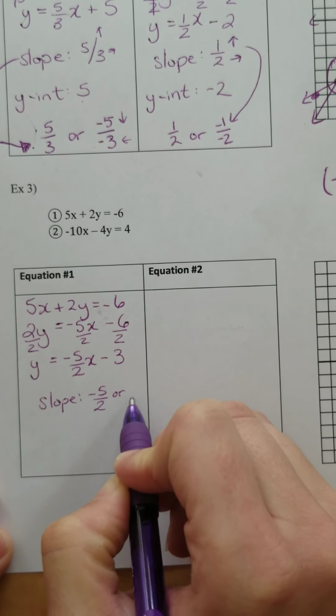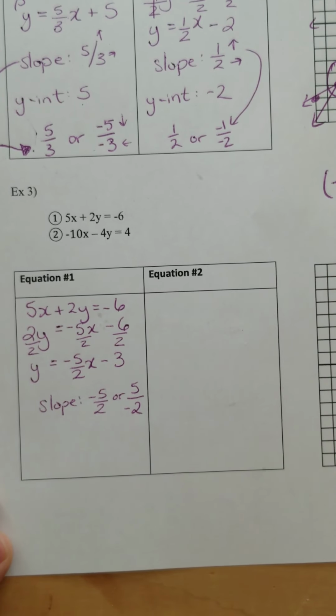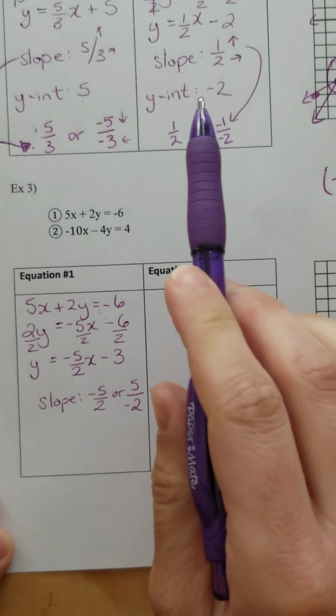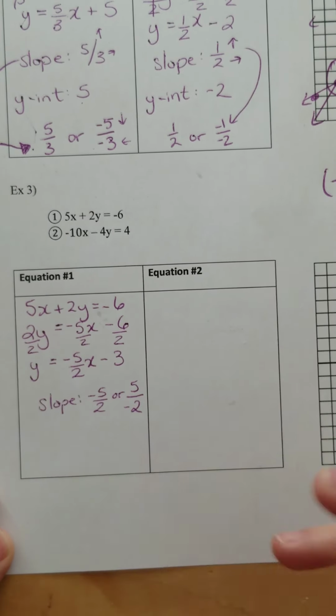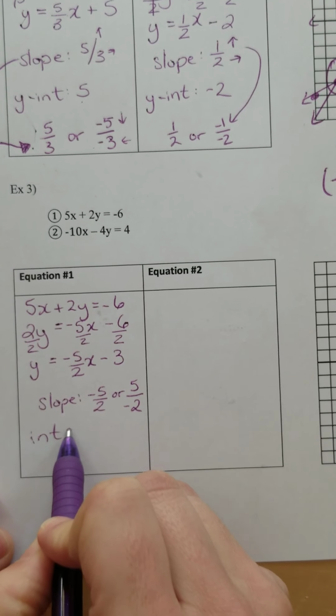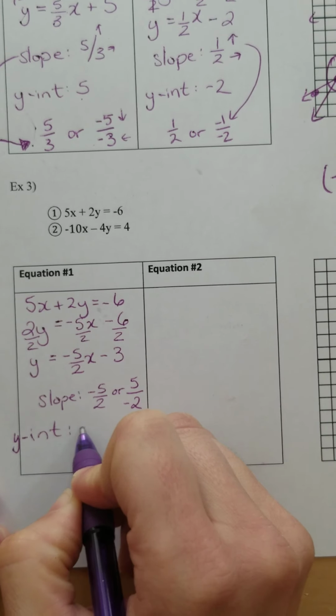And I've taught you before that when you have a negative slope, the negative can go with the top number or the bottom number. Okay, so that's what I was talking about above, meaning the line can go in either direction. So you have either choice to start with either of those. Your y-intercept is at -3.